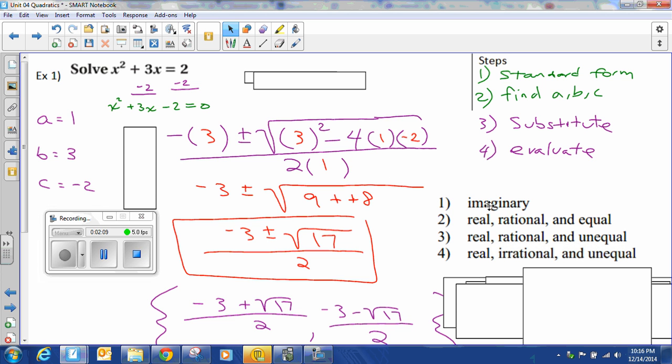Is it imaginary? No, it's not imaginary. There's no i. These are real solutions. Is it real, rational, and equal? Nope, it's not rational. Like I just said, this is irrational because it's the square root of a non-perfect square. So it's real, irrational, and unequal.